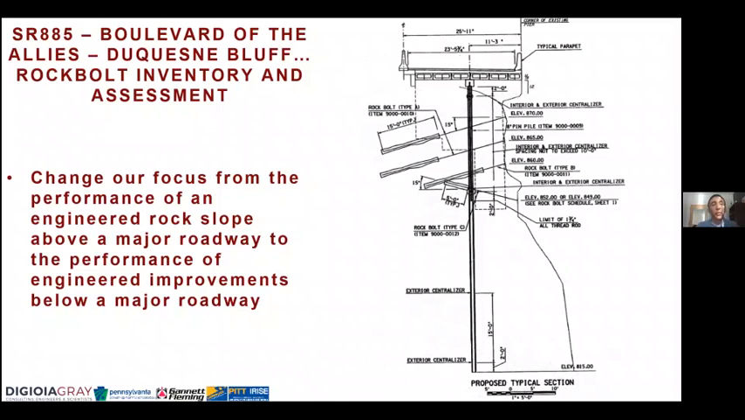Back in the early 2000s, PennDOT and Gannett Fleming wanted to improve the performance of this elevated roadway above the Duquesne Bluff by installing pin piles through the piers down into the rock, and also installing rock bolts with dental concrete to keep the rock slope below the roadway intact and from falling apart.